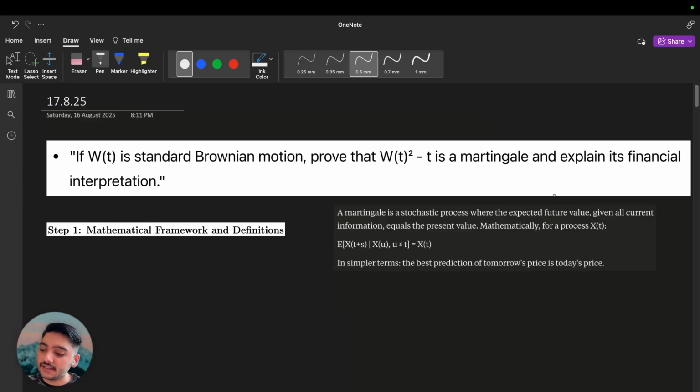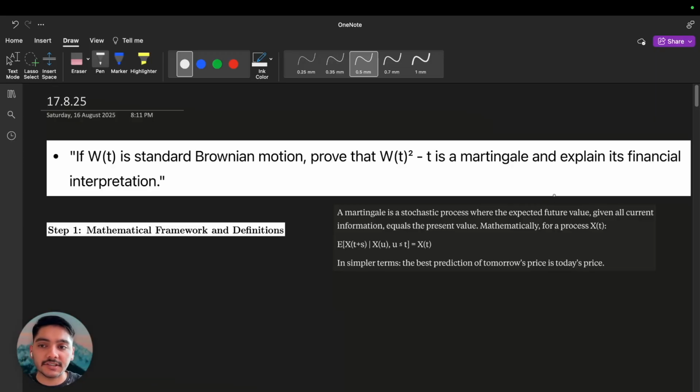So we will derive the result using the formal definition of martingales combined with the independent increments property of Brownian motion. The proof demonstrates why a deterministic term t creates a fair game from what otherwise would be a trending process. We then connect the theoretical results to real-world applications in derivatives pricing and risk management.